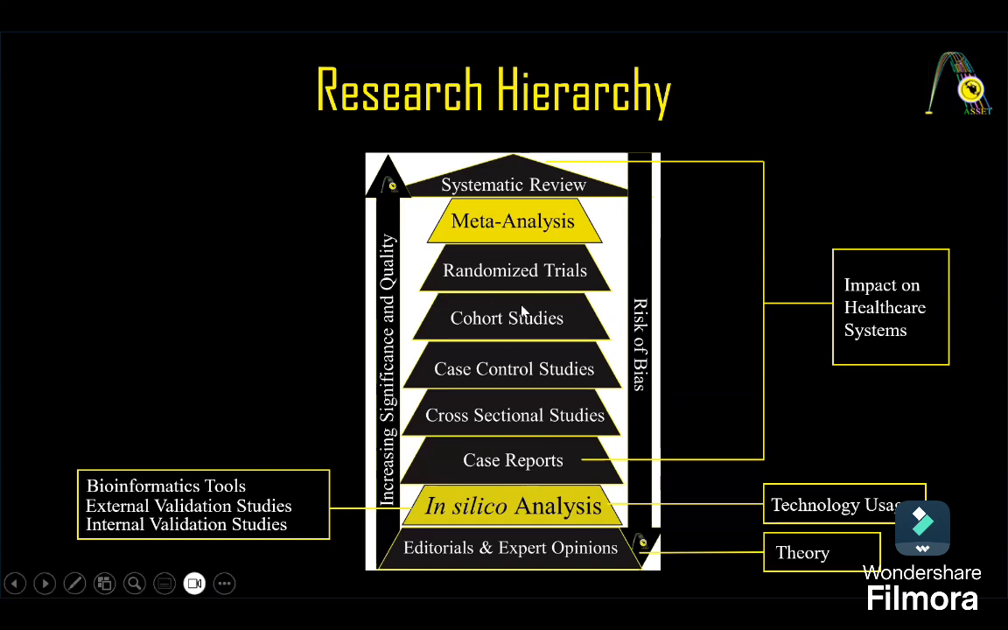And above our observational studies, we have randomized control trials, which is an example of an experimental study. Then at the top, we have systematic reviews and meta-analysis. So these are our highest significance, highest quality studies. And the reason for that is that they are an accumulation, a culmination of the results of our different observational and experimental studies. So randomized control trials, cohort, case control, et cetera, right? And all of these have some sort of impact on healthcare systems, right?